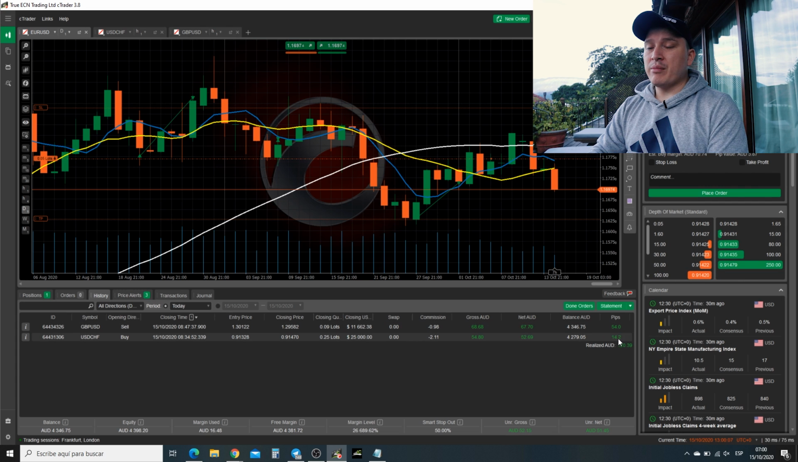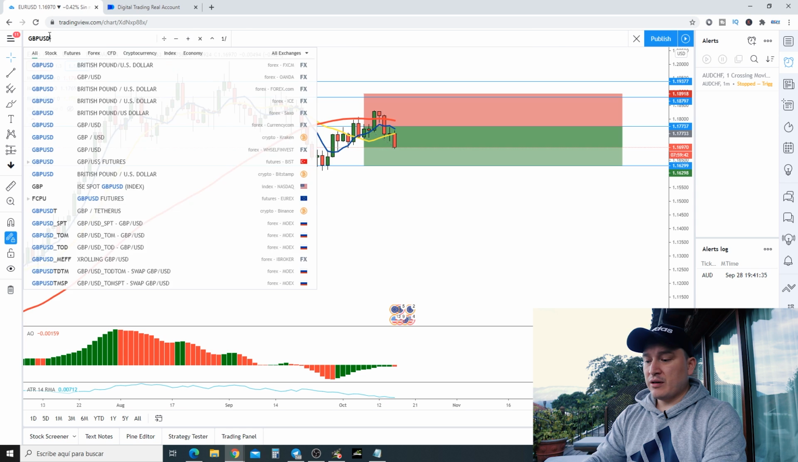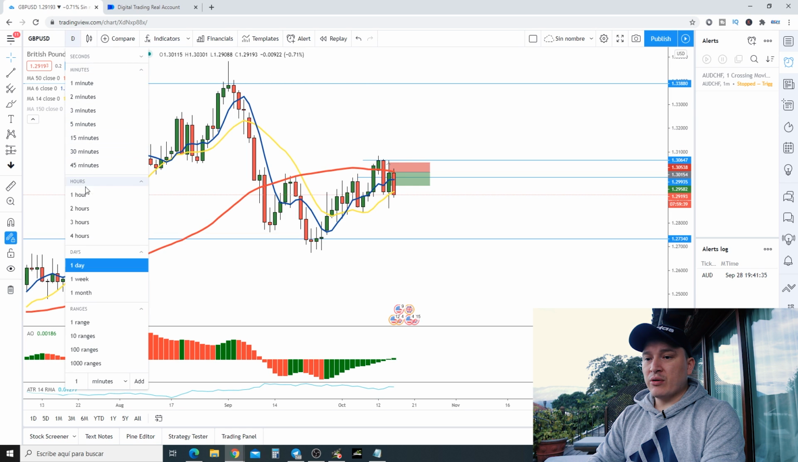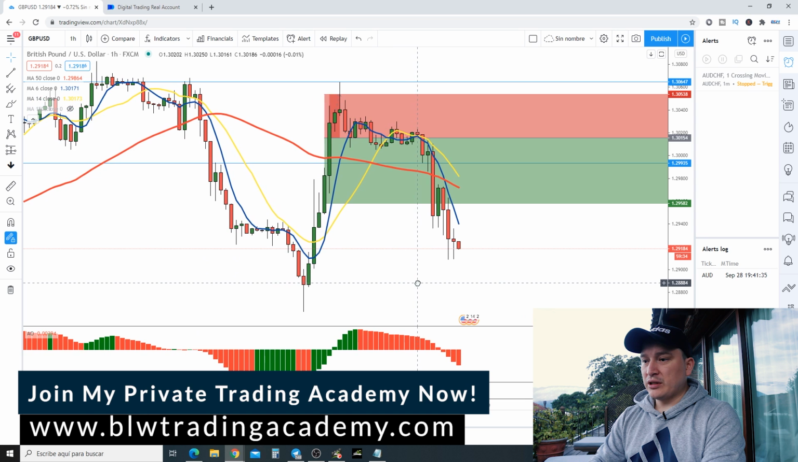Then we're going to talk about the pips, because you can see that it's only 14 pips for USD CHF. I'm going to talk about it right now. The first thing I'm going to do is go to GBP USD and show you the hourly chart, which is the one that I actually used in order to enter this transaction.